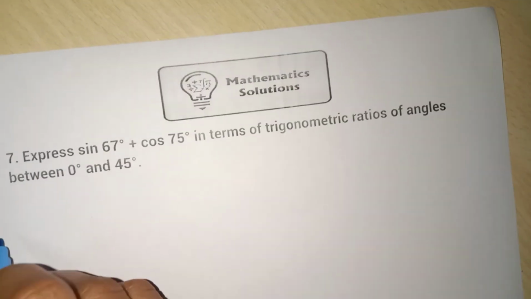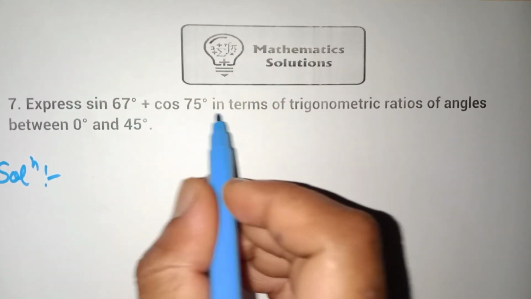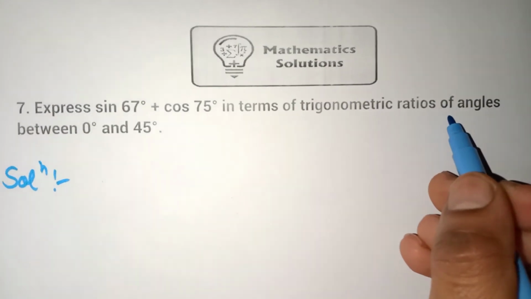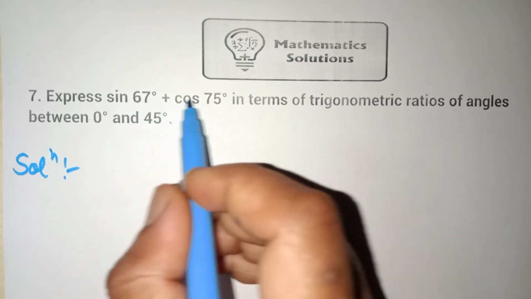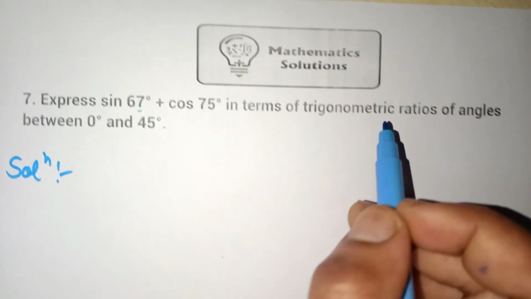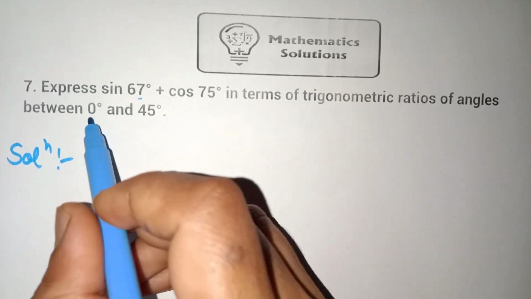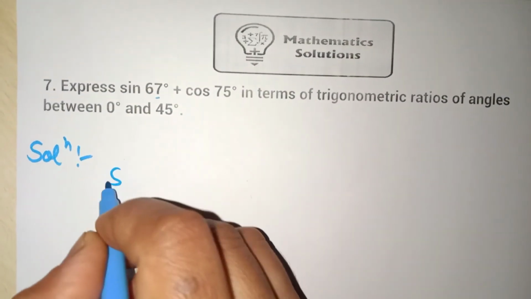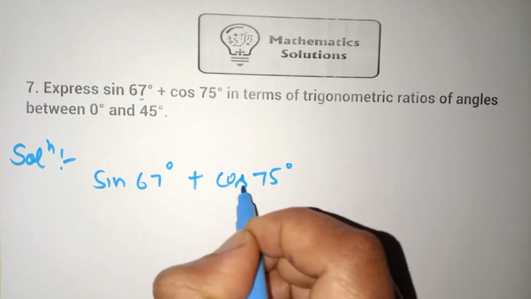Now question number 7, the last question of this exercise, is: express sine 67 degrees and cos 75 degrees in terms of trigonometric ratios of angles between 0 and 45 degrees. These are the angles 67 and 75. We have to convert them into trigonometric ratios of angles between 0 and 45 degrees. So let's start. Sine 67 degrees plus cos 75 degrees.